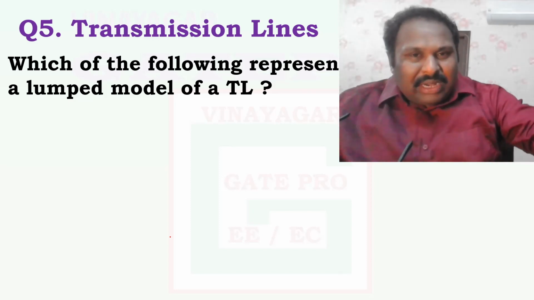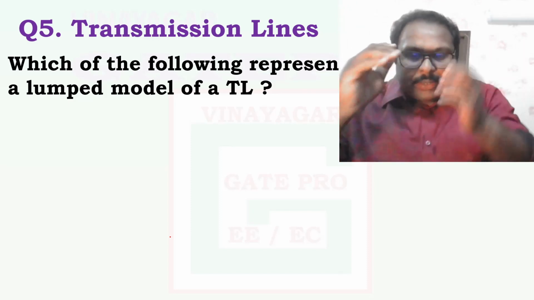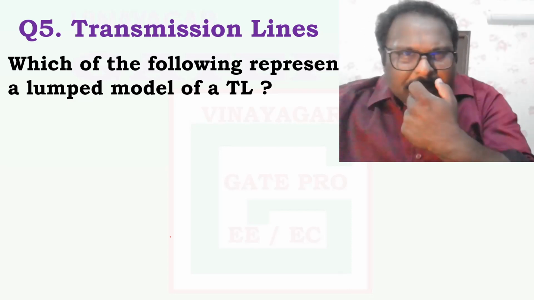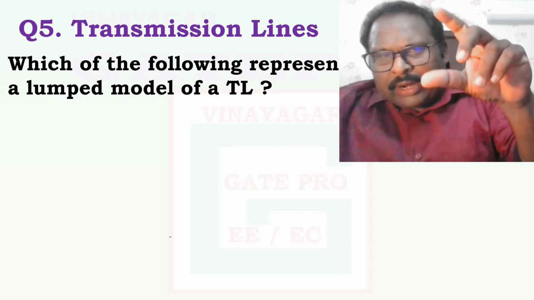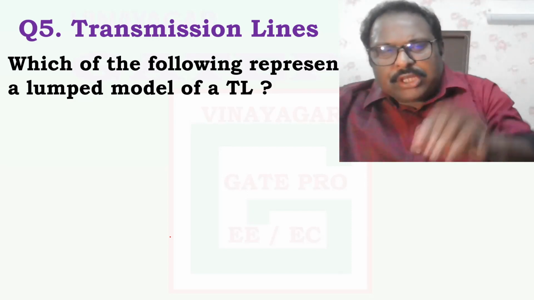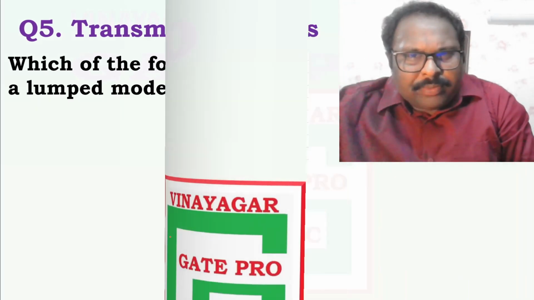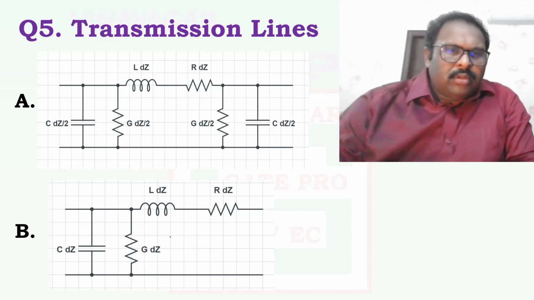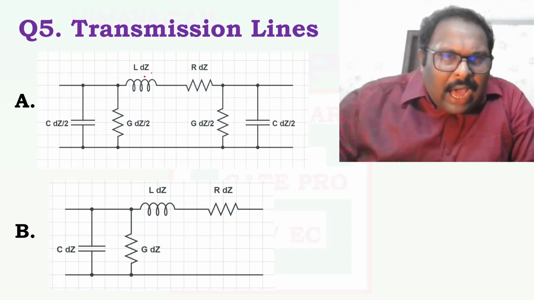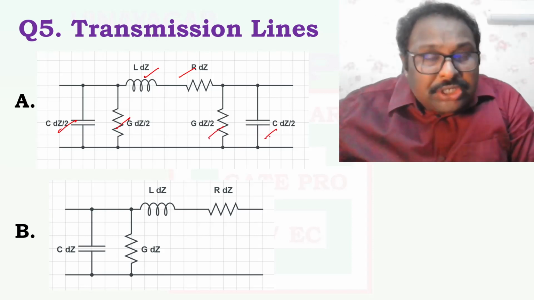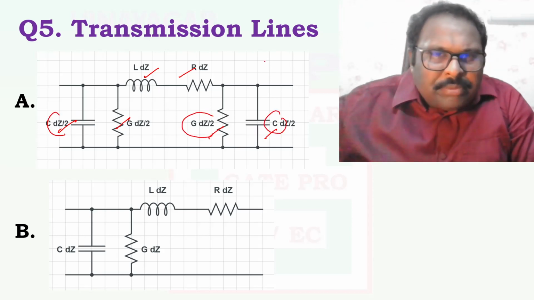Which of the following represents a lumped model of a transmission line? In the sense, a distributed line, if you replace it with single elements. Look at one length of a distributed line. Very clearly, if you take a transmission line, which is a lumped model, the first option is this. This option clearly takes an R and L in series, G and C in shunt, and it is taking them 2 times, but half of them, so half of them taking 2 times, it's fine.